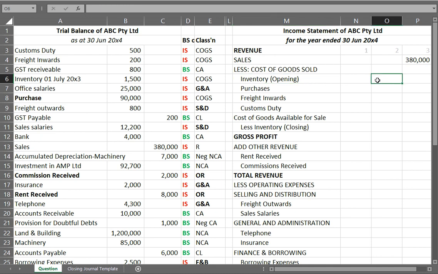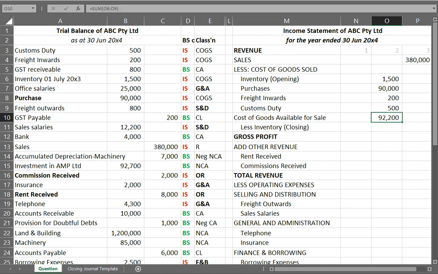So we'll be opening stock, and opening stock in this example is that much, plus purchases, plus freight inwards. That's not the one, that's the one. Plus customs duty, which is that much. Okay, and that gives us cost of goods available for sale. So very quick calculation, add all of that up.